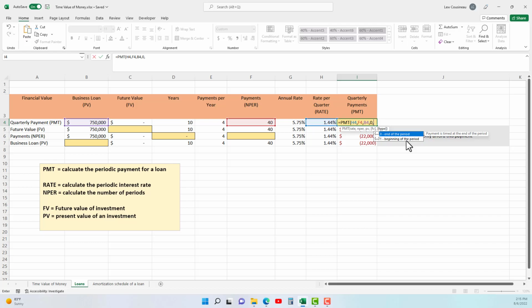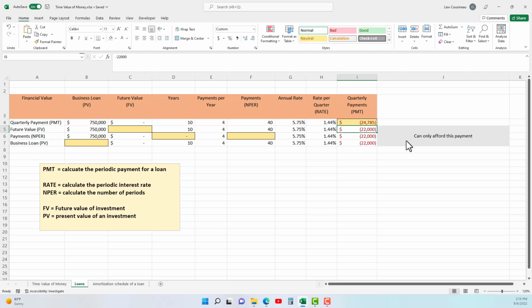So when you do a loan for a car or a house, your first payment is covering at the end of the first month that you've had that loan. So for loans, you put 0 for the end of the period. And by the way, 0 is the default answer. So if you didn't put anything, it would have chosen 0. Okay, there is my quarterly payment, $24,785 for 40 payments.